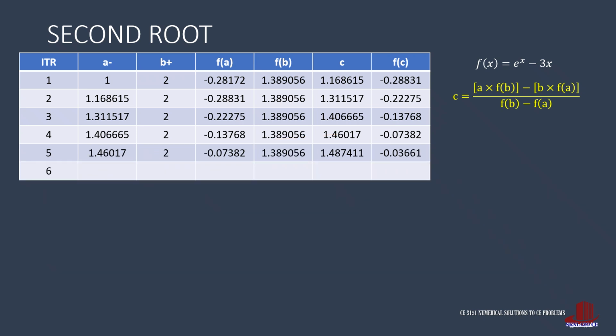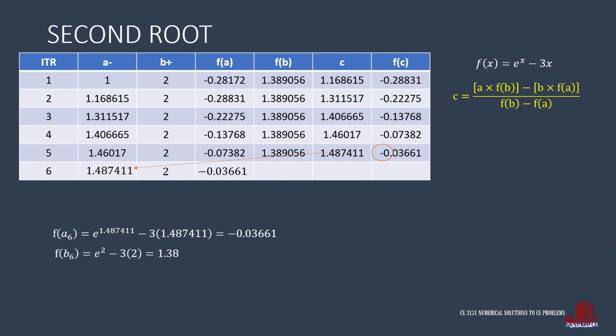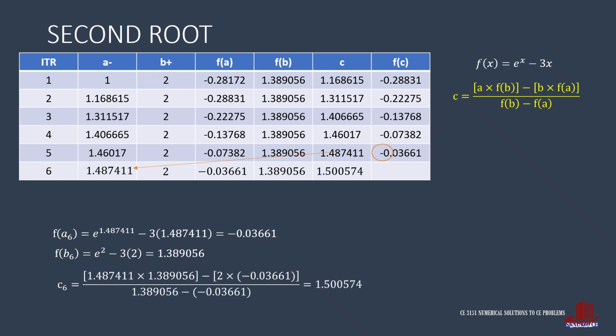Do the same procedure in the sixth iteration. FC is still negative, so C replaces A and B is retained as 2. F of A is then negative 0.03661 and FB is still 1.389056. C is computed as 1.500574. Use this to solve for FC, which then is negative 0.01746.